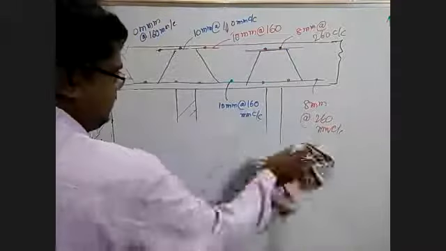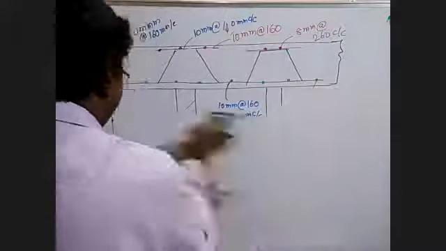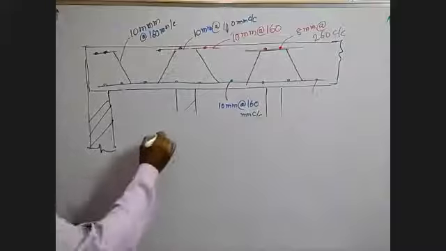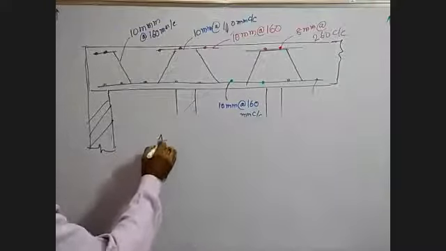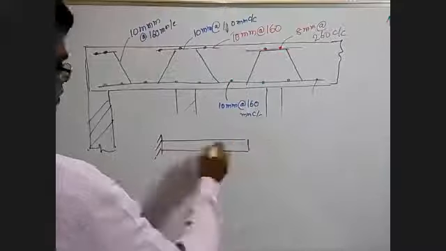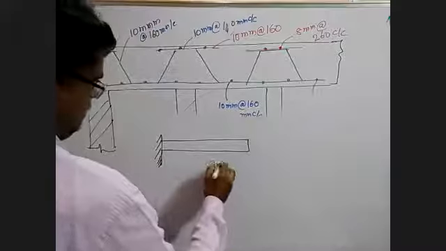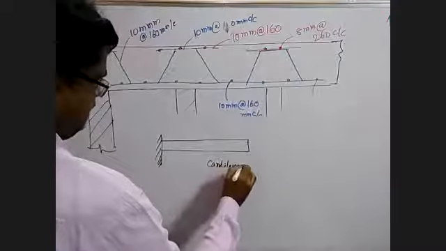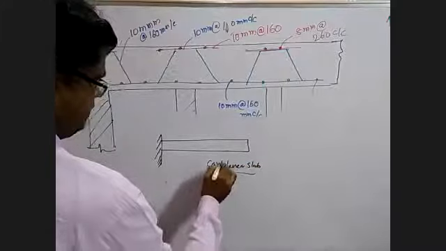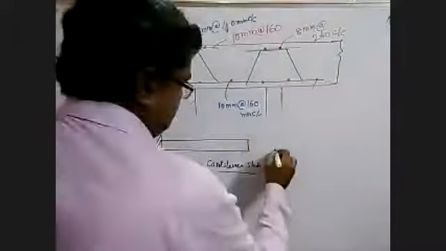Now I'll explain the same thing. You have studied the one-way continuous slab. Suppose in the examination he gives the cantilever slab. If you are asked to design a cantilever slab, the design procedure is the same as you have done in the one-way slab. Okay, except the bending moment.